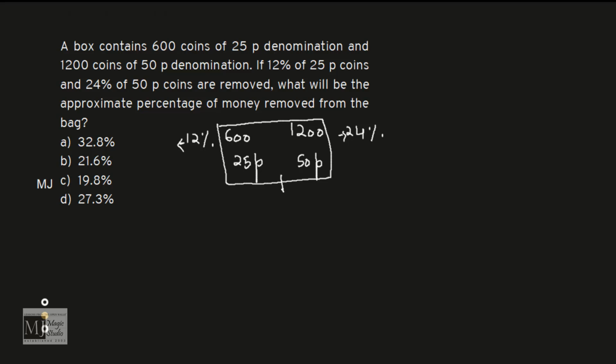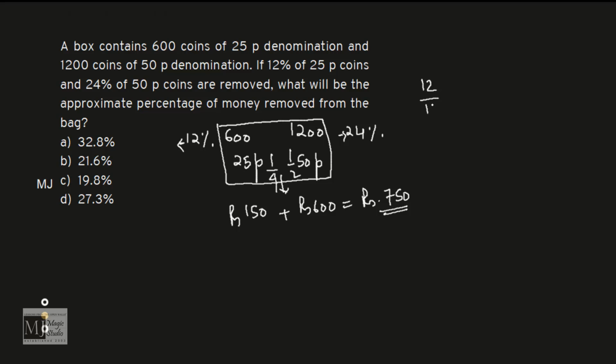So initially we need the initial money in the bag. 25 paise is 1/4 of a rupee and 50 paise is half of a rupee. We can use fractions to ease our calculation, isn't it? 600 into 1/4 will give me 150 rupees, and 1200 into half will give us 600 rupees. So initially the bag has 750 rupees.